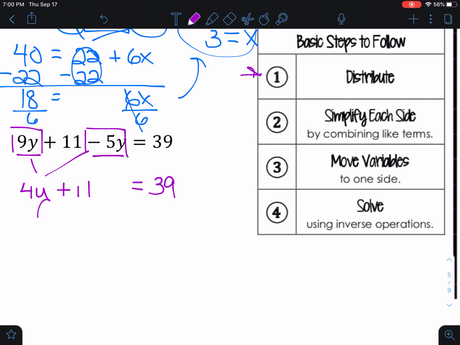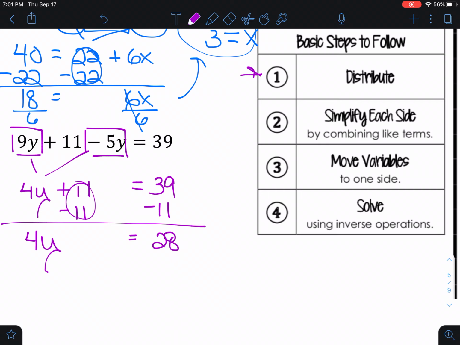All right, so now move variables to one side is the next step. That's already been done for me, okay? So now we can move down to step 4, solve. So solve using inverse operations. Subtract 11 from both sides. I get 4y equals 28.